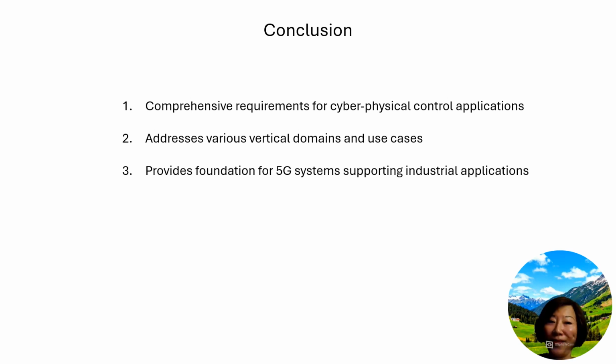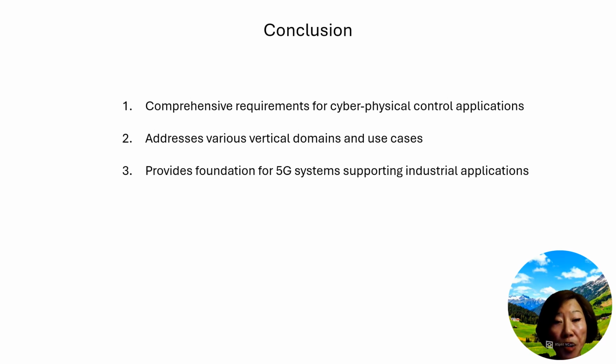Conclusion, finally, and even for the last slide, it was sort of a summary of this spec. In conclusion, this specification sets the stage for 5G systems to support a wide range of industrial applications. It requires 5G systems to provide capabilities far beyond traditional mobile broadband, including ultra-reliable low-latency communication, time-sensitive networking, high-precision positioning, and support for both very high bandwidth and massive number of devices.